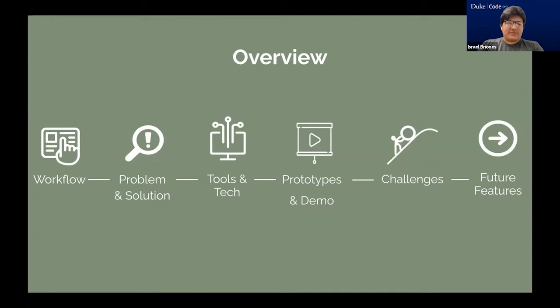This is the overview for this presentation. First, we'll go over the workflow of the Root Causes Fresh Produce program, then describe the problem that we had, our solution, the tools used to develop the solution, our prototypes and demo, challenges, and future features we have planned. Now I'll pass it over to Fernando to talk about the workflow and problem.